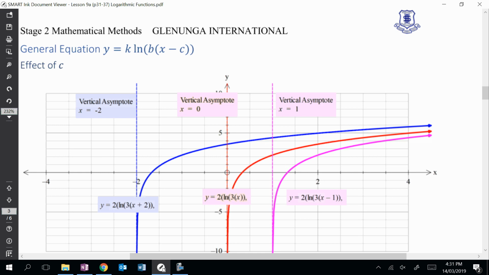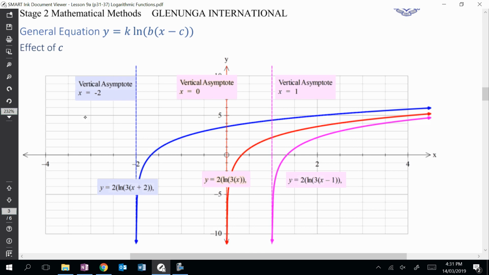And we see that it moves the graph left or right. So x − 1, it moves it 1 to the right. At x, it's just staying at the y-axis, its asymptote is still at the y-axis. Here, its vertical asymptote is at x equals −2.